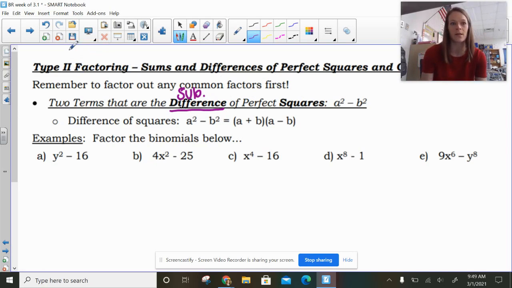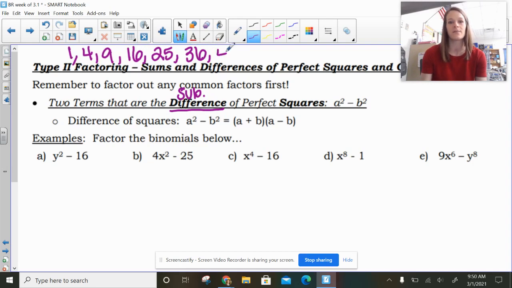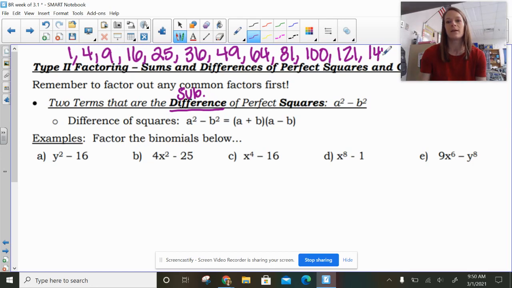Your perfect squares are numbers that you get when you multiply a number by itself. So 1 times 1 is 1. 2 times 2 is 4. 3 times 3 is 9. 4 times 4 is 16. 5 times 5 is 25. 6 times 6 is 36. 7 times 7 is 49, and so forth. So 8 times 8, 9 times 9, 10 times 10, and so forth. So these are some of your perfect squares.